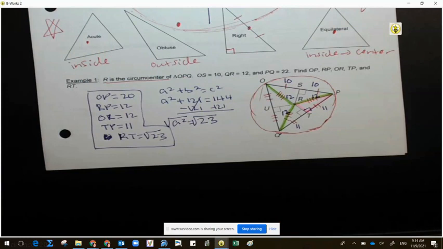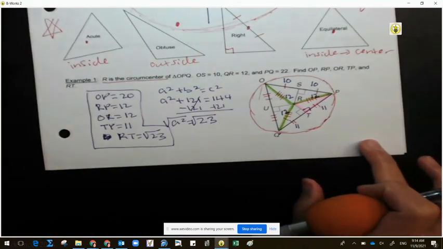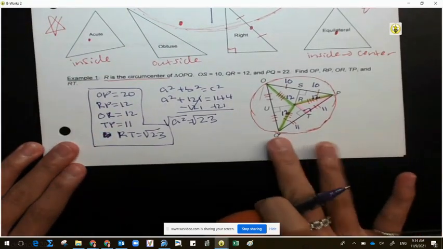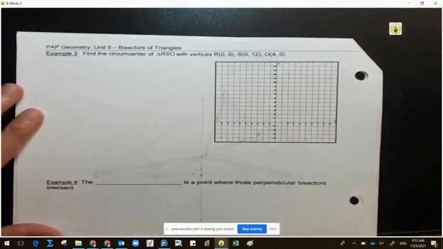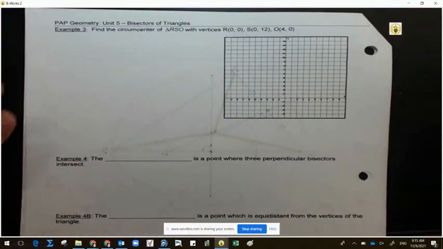So as long as I tell you something is a circumcenter, you may use all the facts about it. So on the back. Everyone good with this? Okay, on the back, let's find the circumcenter of a right triangle. Okay, Atkins, let's read number 3.